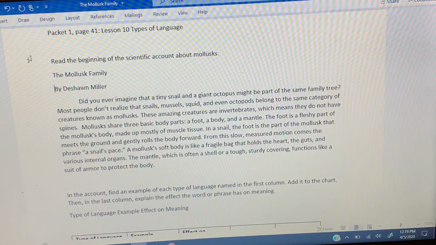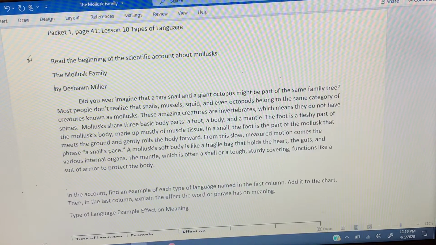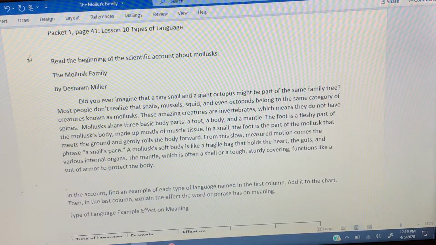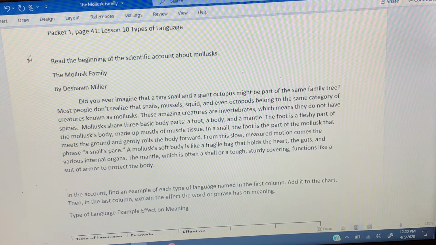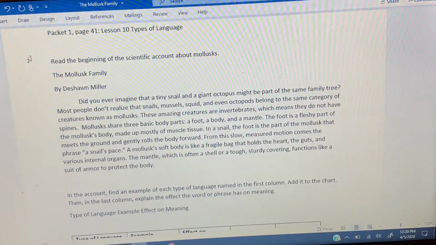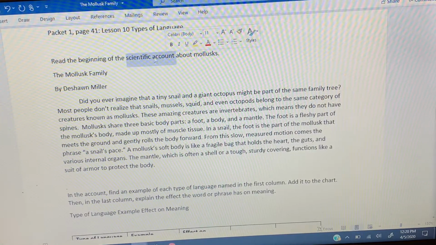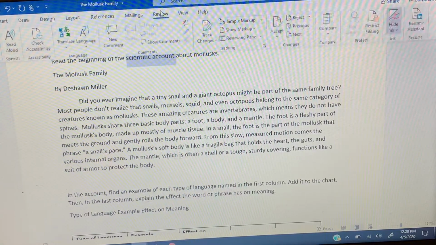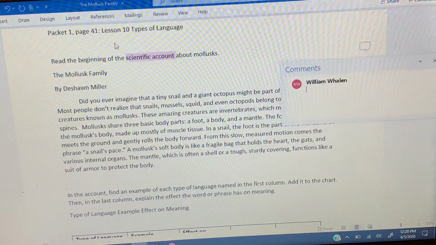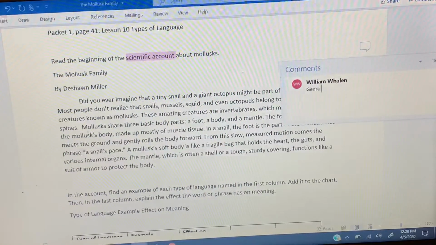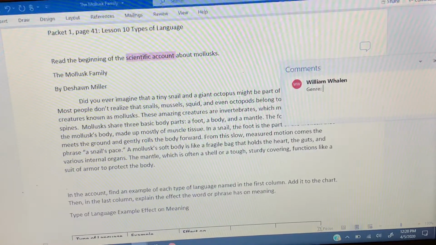All right, folks, so today we're going to be taking a look again from Packet 1, another excerpt from Lesson 10, Types of Languages. This is from page 41. The instructions are read the beginning of the scientific account about mollusks. So easy enough. We're already given that this is going to be a scientific account, so we know our genre is going to be nonfiction.